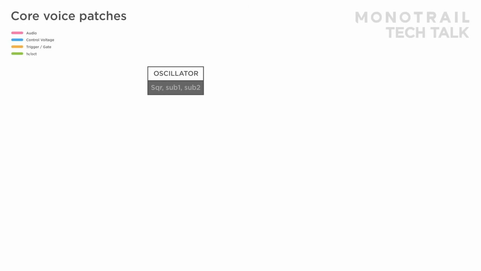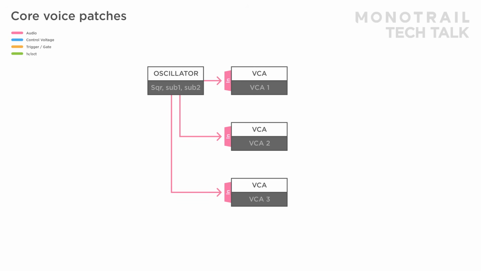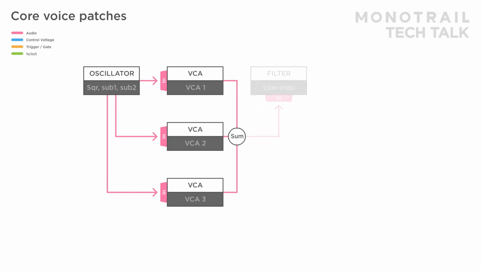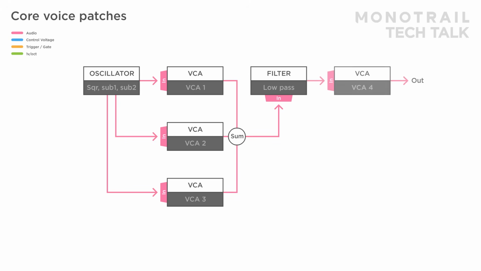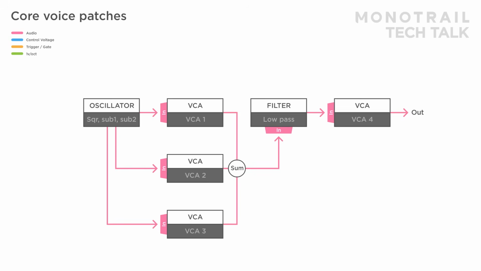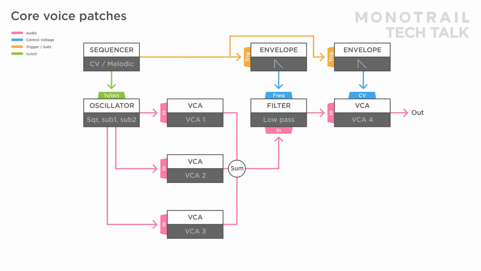Here, the square output, sub-octave output and 2-octave sub-output of a single oscillator are sent to 3 VCAs of a quad VCA module. The sum output of the 3 VCAs is used to create a mix sent to the input of the low-pass filter. The 4th VCA is used as a regular VCA controlling the volume of the sound. A sequencer is tuning the oscillator and triggering 2 of 4 envelopes, one modulating the filter, the other the volume.